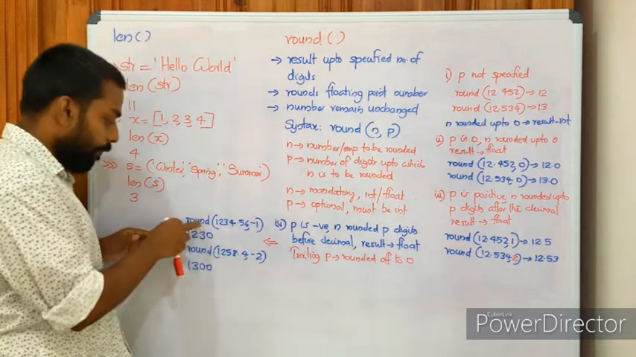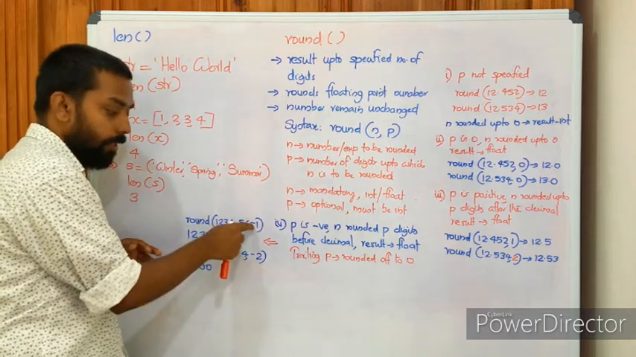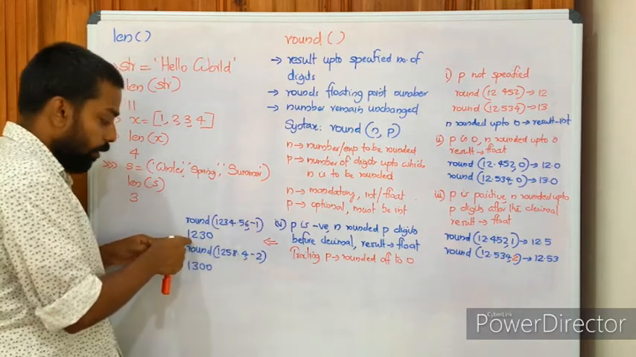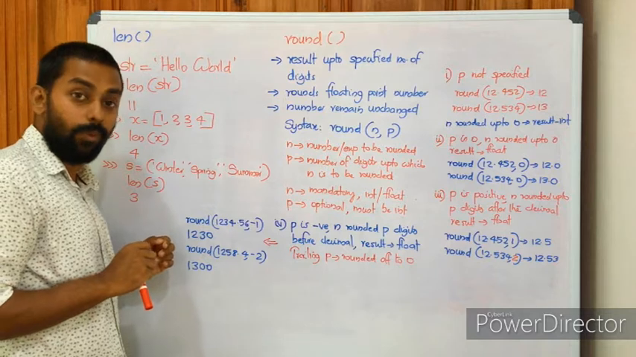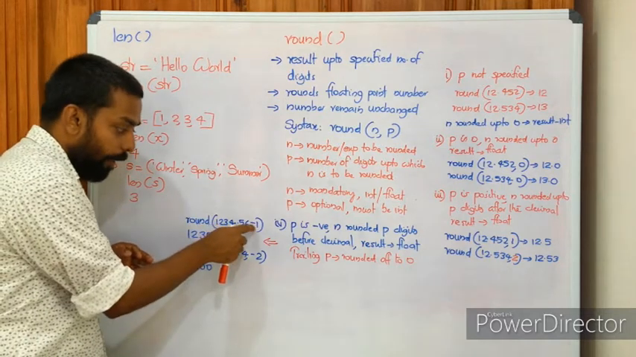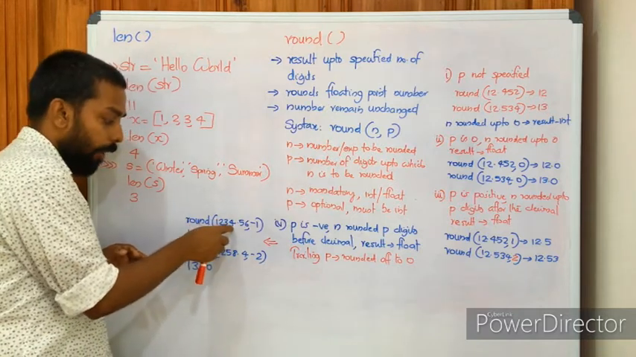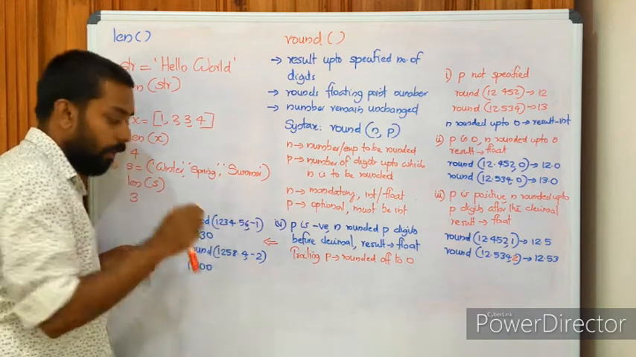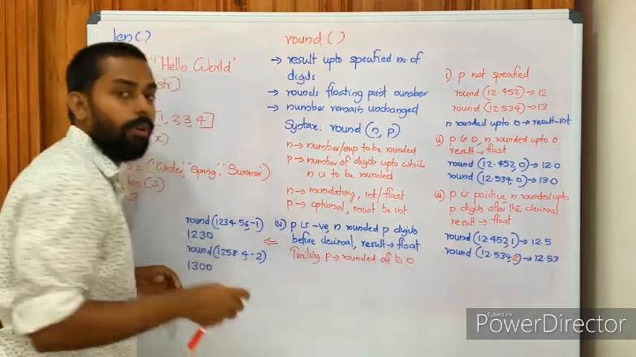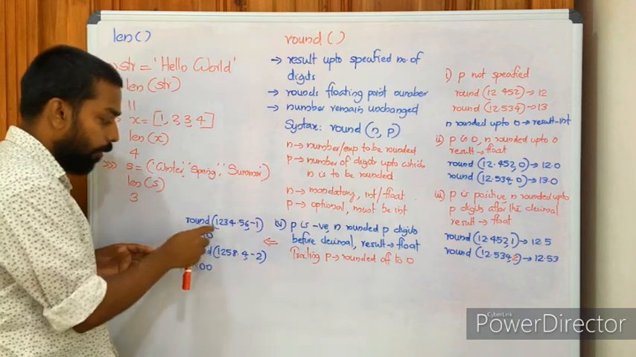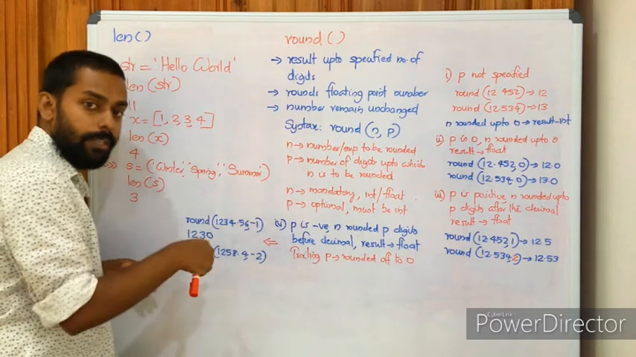Let's take an example. Round of 1234.56, comma minus 1. Here you can see the value of p is minus 1. The result is 1230.0. Here the value of p is minus 1, so before the decimal point, here is our decimal point, and before it we have 123 and 4. Minus 1 means only 1 digit, so this 4 will be rounded off to 0. That is, trailing digits will be rounded off to 0. So here the result will be 1230. In place of 4 it is 0, because the value of p is minus 1 before the decimal point.